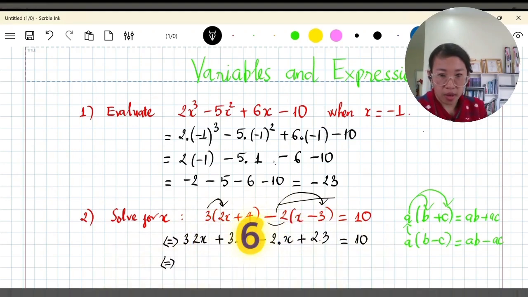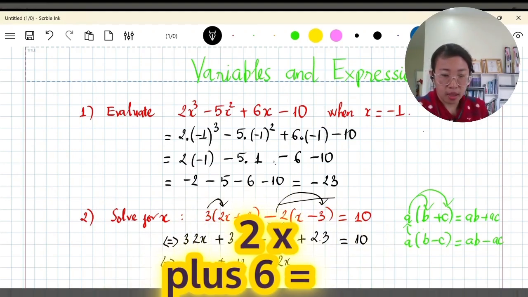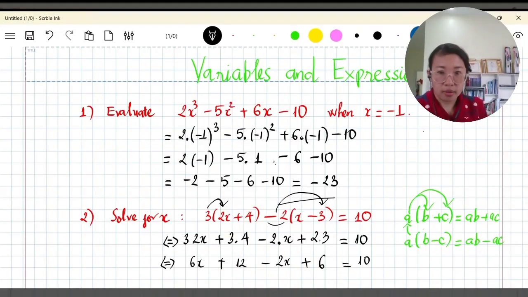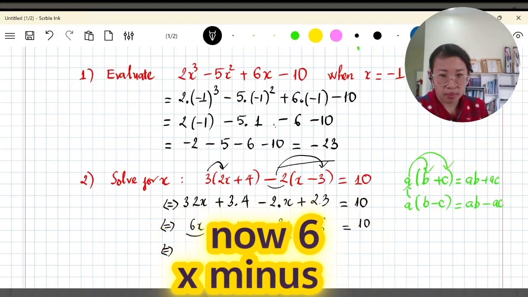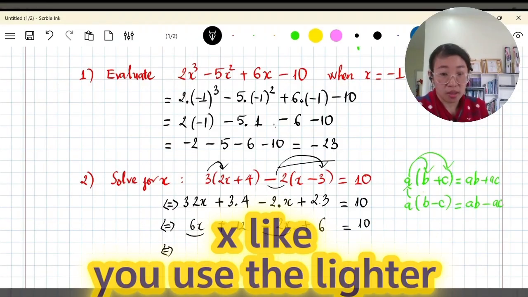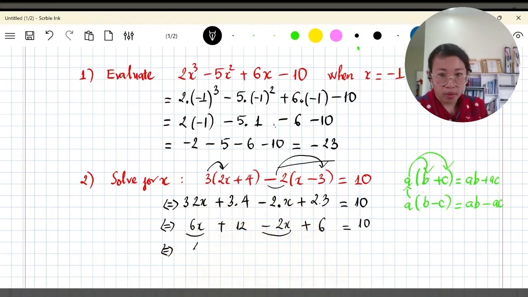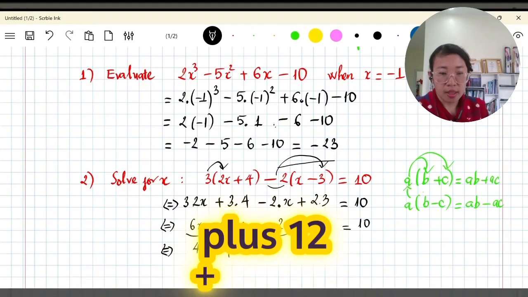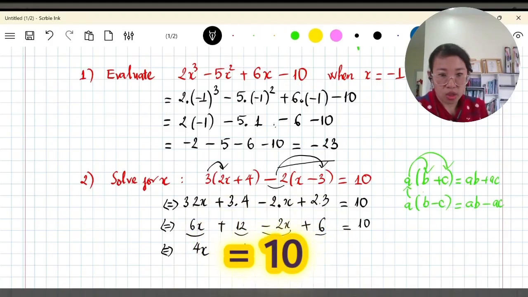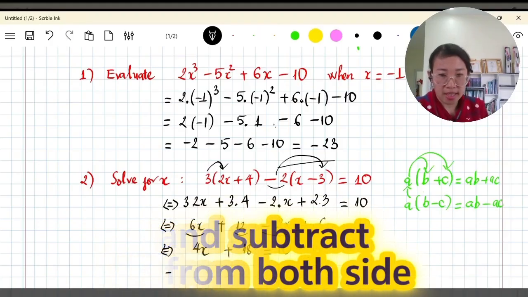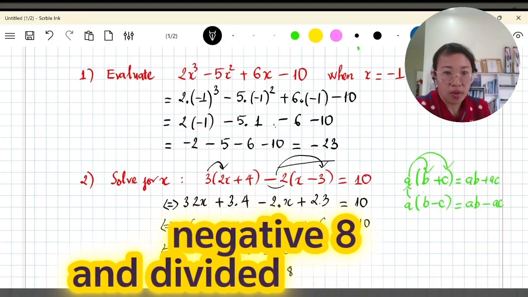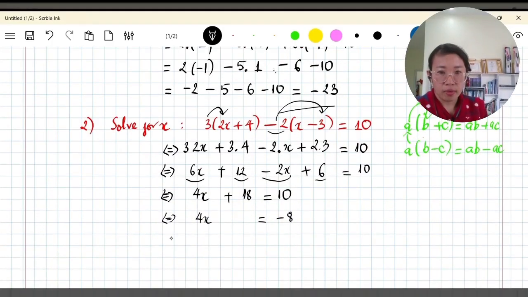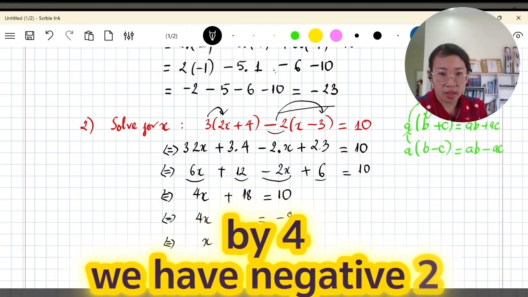Let's simplify. We have 6x plus 12 minus 2x plus 6 equals 10. Simplify. We have now 6x minus 2x, like terms, so we have 4x plus 12 plus 6, which is 18, equals 10, and subtract 18 from both sides. We have 4x equals negative 8, and dividing both sides by 4 we have x equals negative 2.